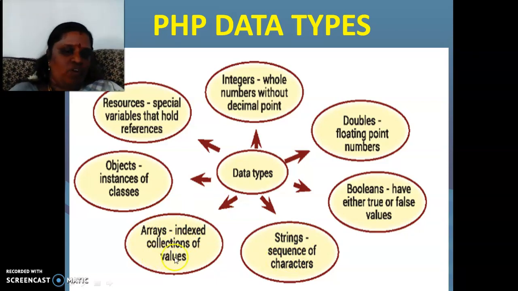Array is an indexed collection of values. We will see this in the upcoming chapters. Objects are instances of classes. This also we will see. Resources are special variables that hold references. These 3 are very new to you. I will be covering them in the upcoming chapters, not now. So integer, double, boolean, string, array, object and resources are called the data types. Clear? We'll see all the data types in detail.